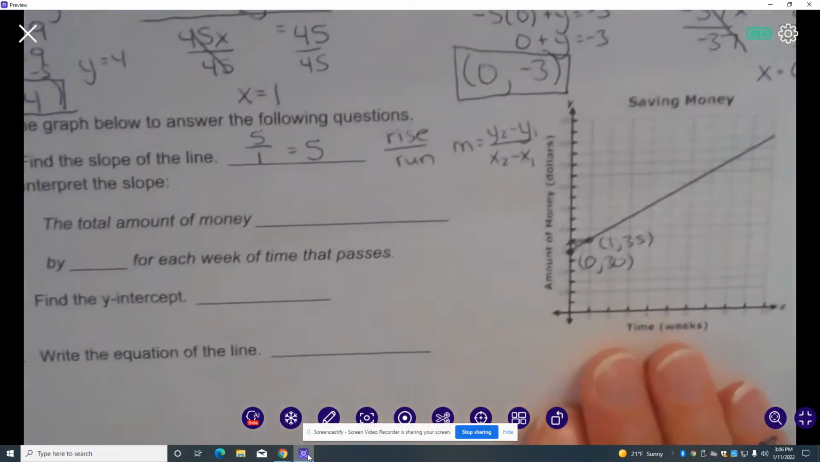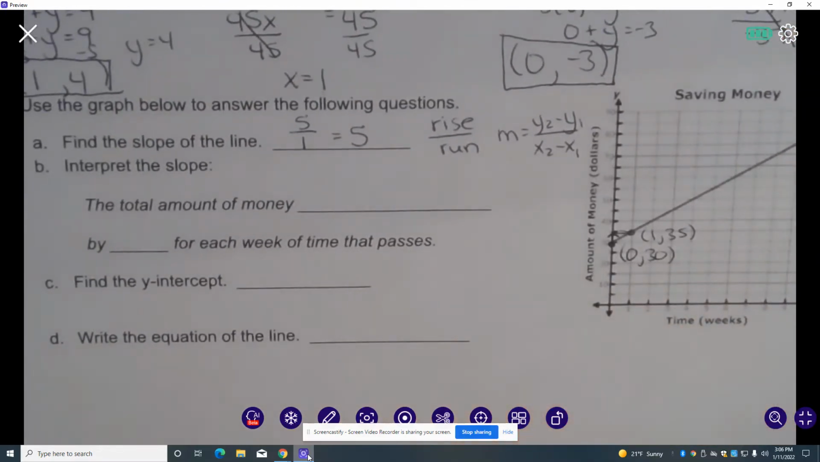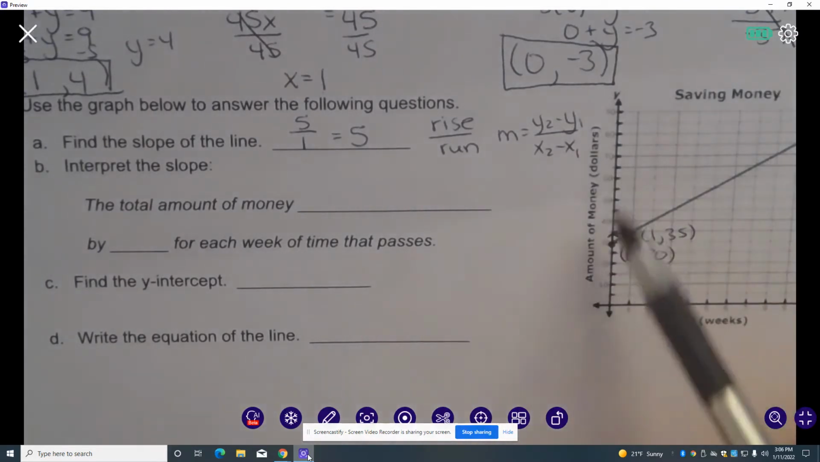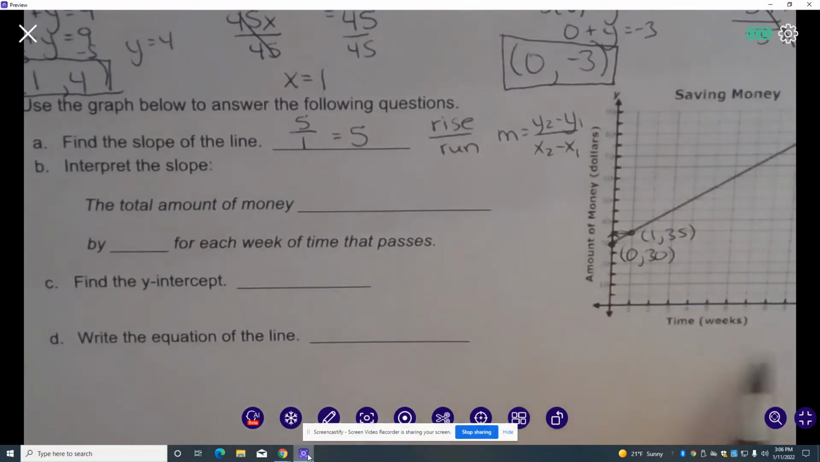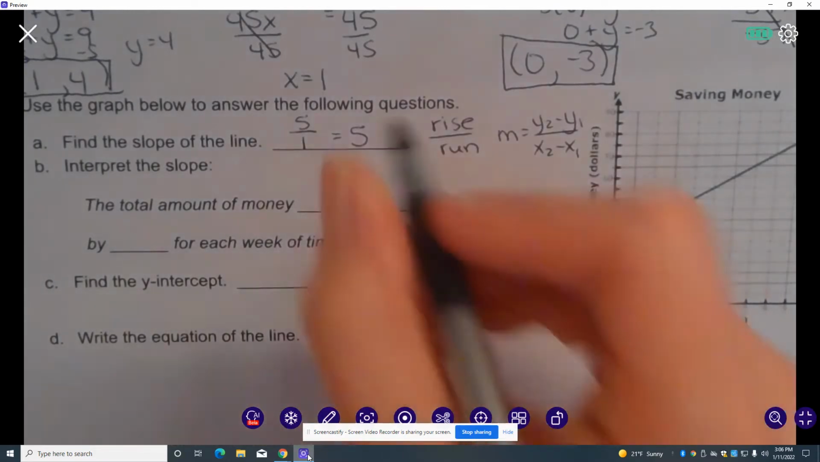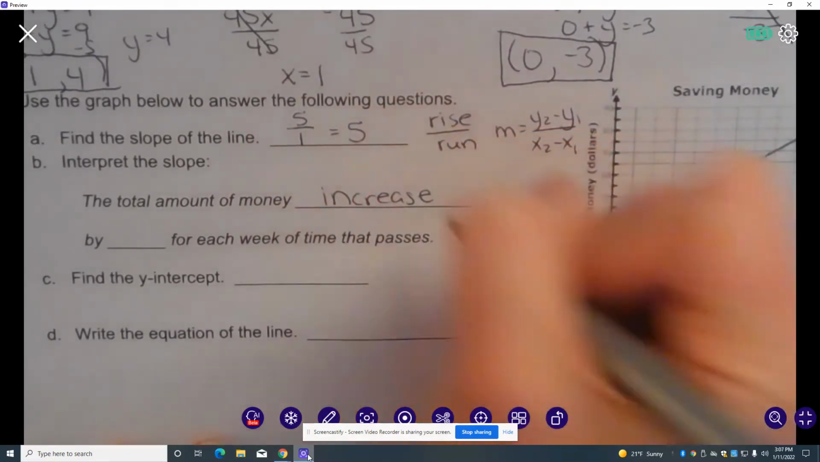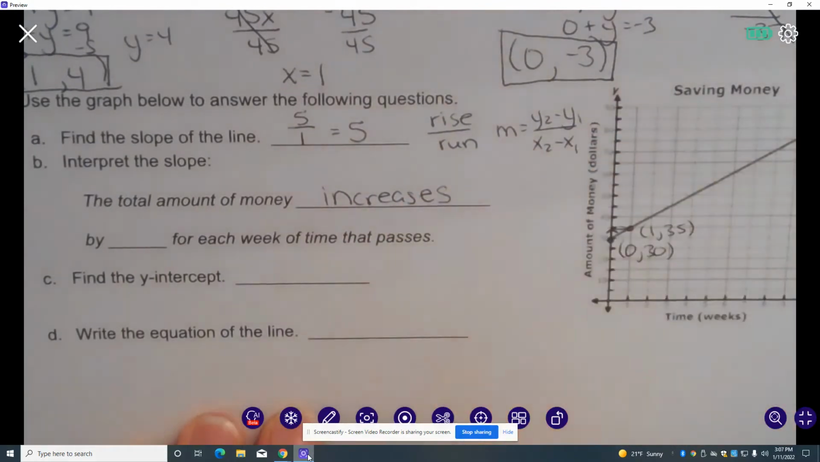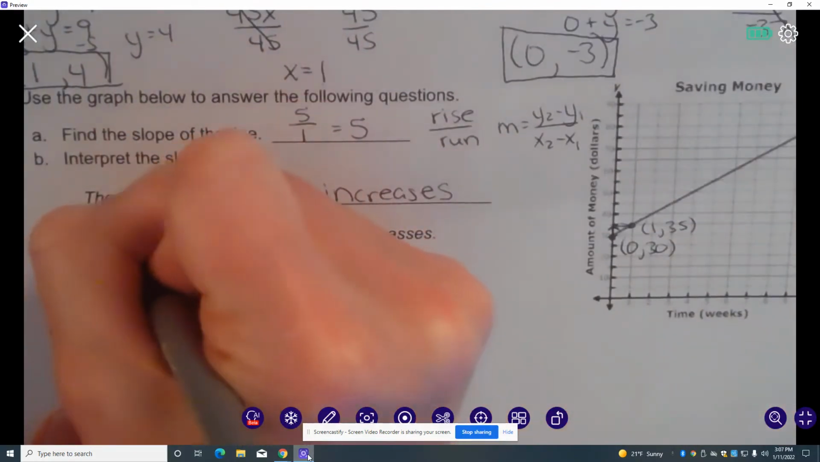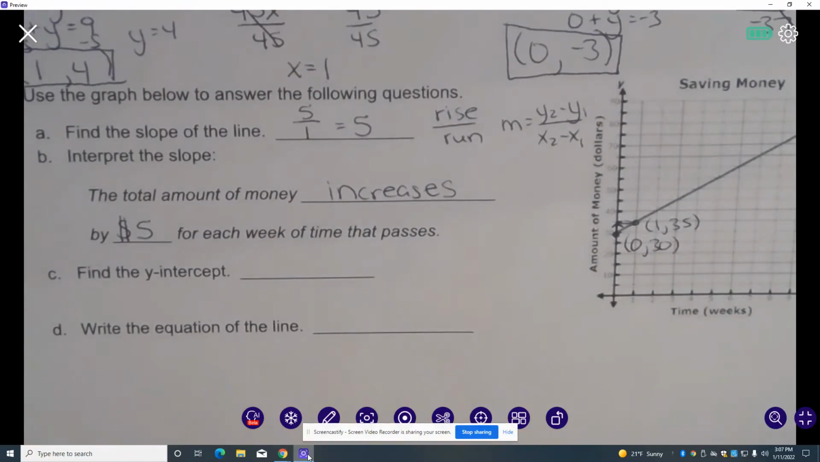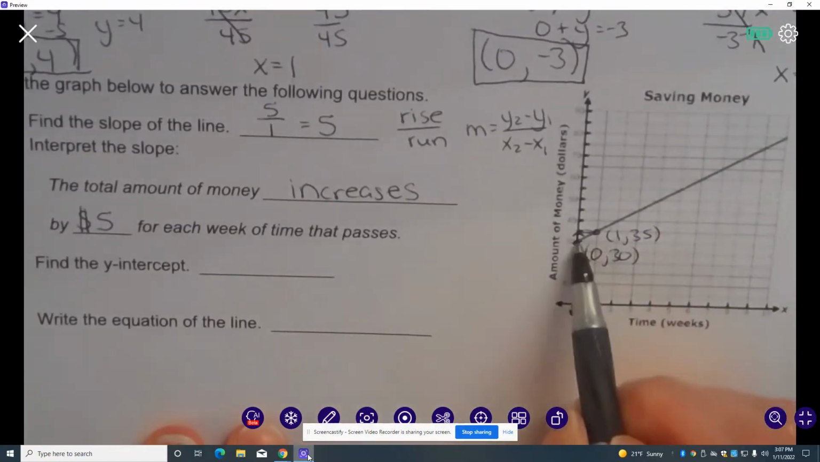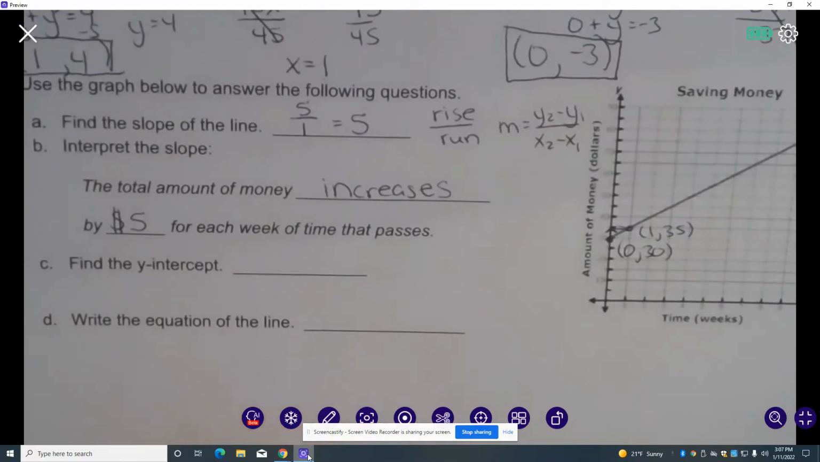So now they want me to interpret the slope. So the slope tells us how my y value is changing with respect to x. So my y value is money, and my x value is weeks. So the total amount of money, since my slope is positive, is increasing. So the total amount of money increases by, my slope is 5, so it increases by $5 for each week of time that passes. So for every 1 week that goes by, my money went up $5.